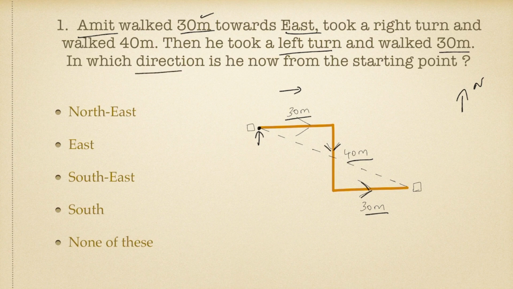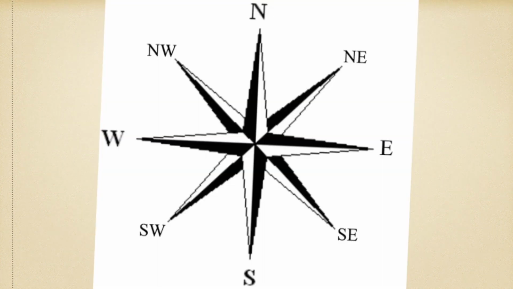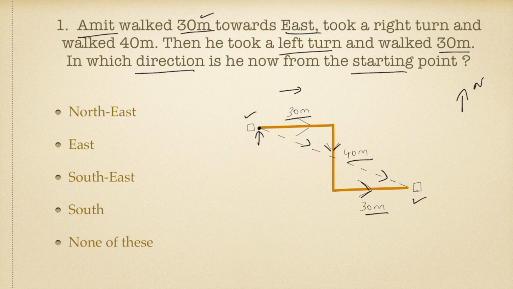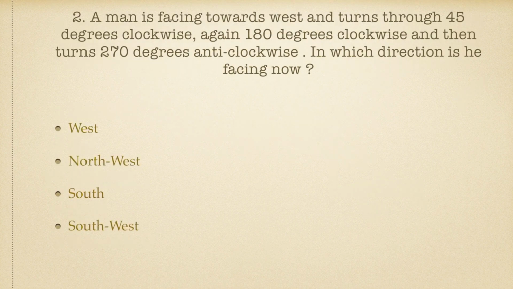In which direction is he from the starting point? This is the question. This is Amit's starting point. This is where he's at present. So the direction is in this way. Let's look at the map now. This direction indicates southeast. So Amit is towards the southeast direction from the starting point. This is the answer.